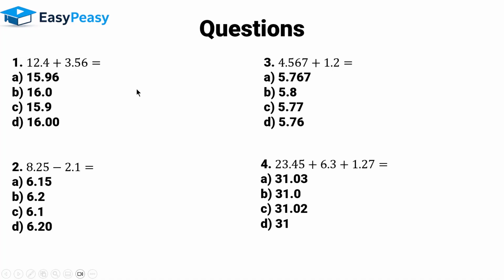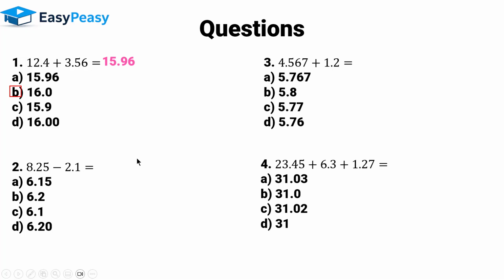Okay, what is the answer of the first question? According to the calculator, the answer should be 15.96. But for addition, we need to see the least number of decimal places. So it is only 1 in this value. We need to round it up. So this 6 will make this 9, 10. So we will make this 15, 16. So it will become 16.0.